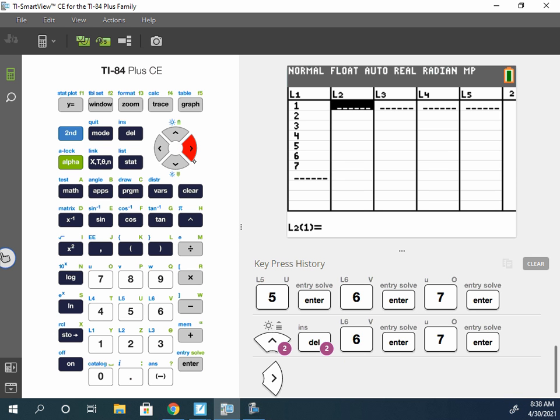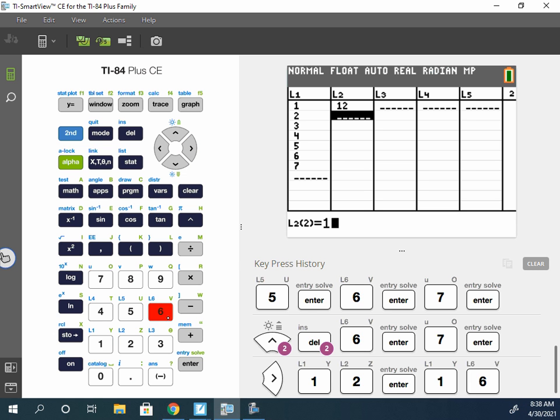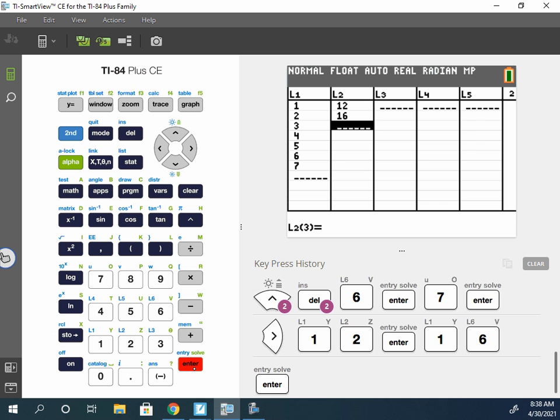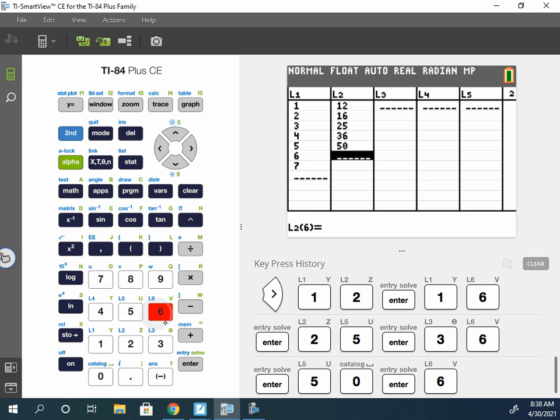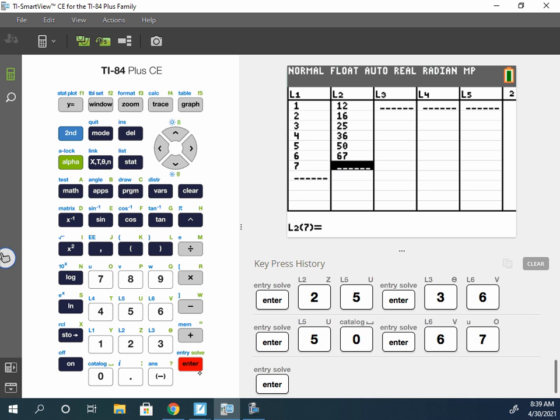Well, guess what we're putting in L2? The y values. So we'll say 12, 16, 25, 36, 50, 67, 96. So we have our table here. Yes? Okay.